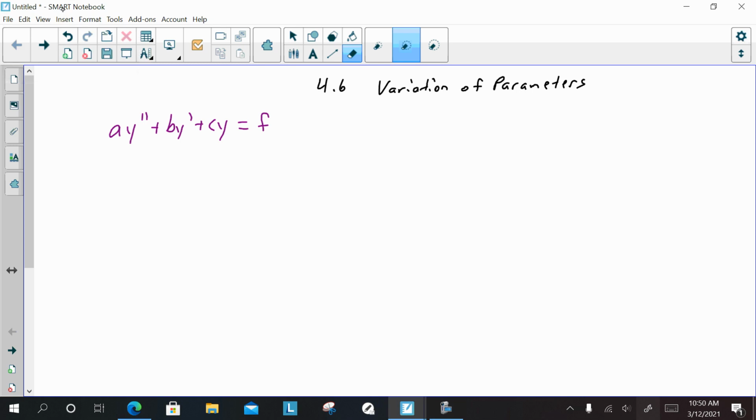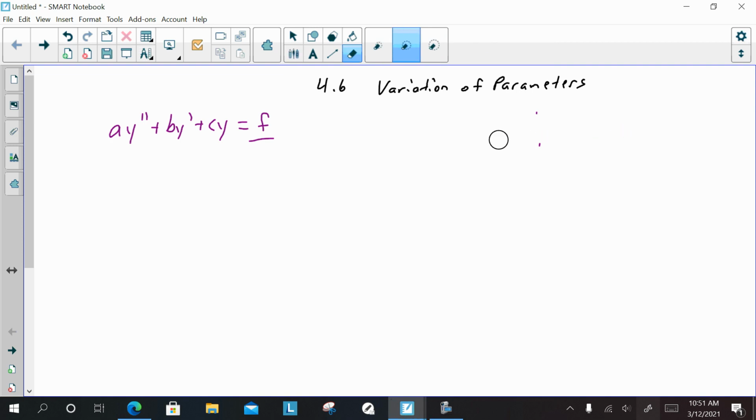In 4.6, we were looking at variation of parameters. What variation of parameters takes into consideration is that sometimes we have functions on the right side of our differential equation that don't work very well with undetermined coefficients. In the method of undetermined coefficients, we dealt with functions on the right side that were polynomials, exponentials, sine or cosine. But if we got outside of that scope, then we ran into problems. And we said that undetermined coefficients did not work very well for those particular problems.